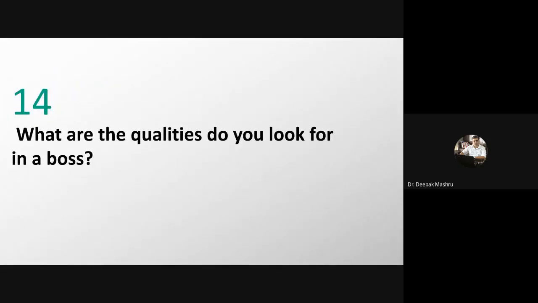Question number 14 is, what are the qualities you look for in a boss? See, now they are twisting the things with this. What kind of qualities are you looking for in a boss, right? So, what would you say? Just imagine that if you are the boss of the company, what kind of things would you have, or what would people like?